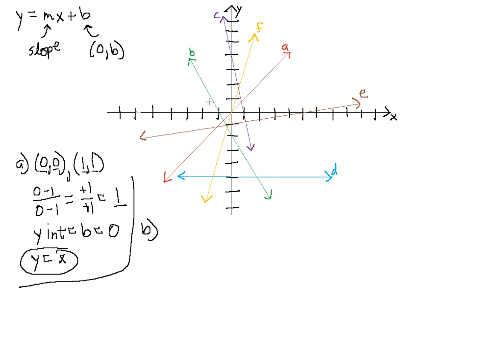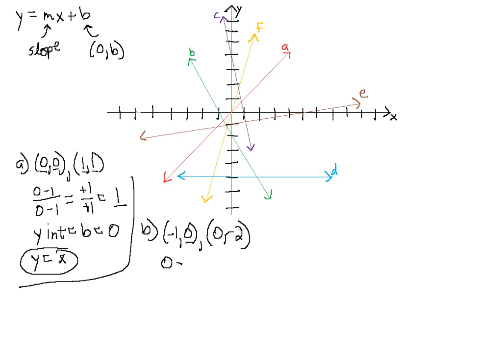Let's look at B. B is this green line right here. Let's pick out a couple points that are very conducive to finding the slope. We have a point here at minus 1, 0. And we also have a nice point right here at 0, minus 2. Notice how we're picking these points. It makes calculations very simple. Let's go ahead and find our slope.